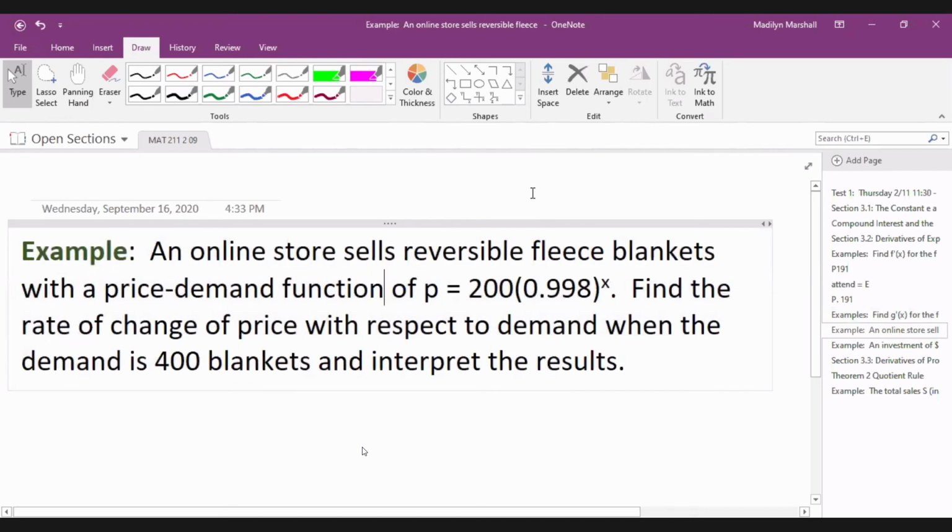So we're going to do a word problem using this exponential stuff. So I'll give you a minute to read through this first.